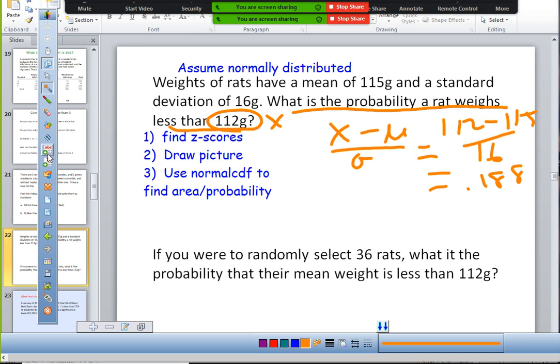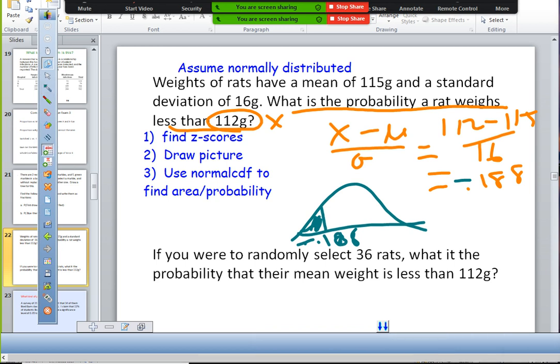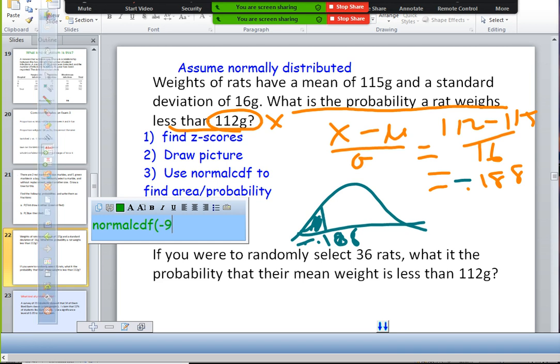So then you'll draw a picture, and you put in negative 0.188. So it's negative. And you want less than, so you're going to shade to the left. And then you'll do normal CDF of negative 999, comma, negative 0.188, something like that.